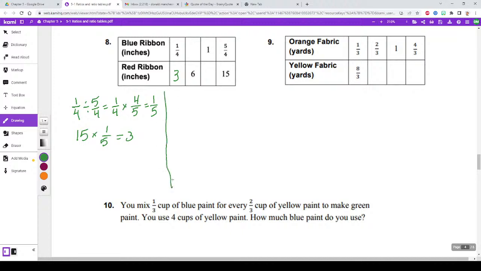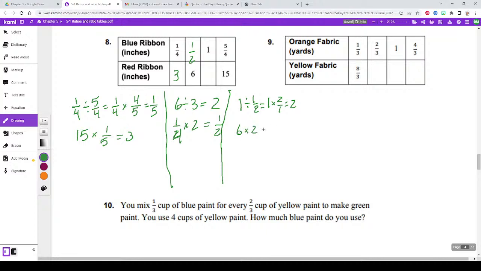So now I can go from 3 to the 6. So that's 6 divided by 3 is 2, and 1/4 times 2 is 1/2. Then, last of these, I think it's actually easier to go from 1/2 to 1 than 1/4 to 1. It's up to you, but I'm going to go 1/2 to 1. So 1 divided by 1/2 is the same as 1 times 2 over 1, which is 2. And then I'm going to take the 6 times 2, which equals 12.